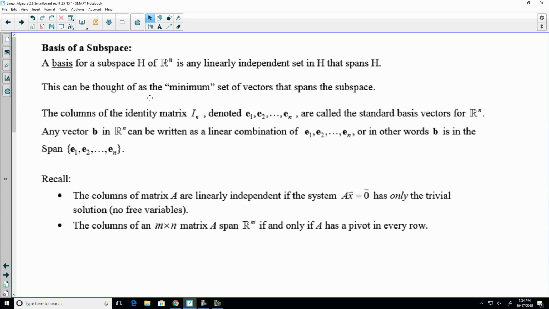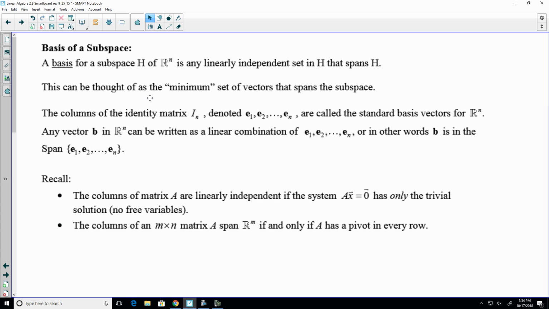So the next one's called basis of a subspace. A basis for a subspace H of Rn is any linearly independent set in H that spans H. So you've got a subspace H. If you have a linearly independent set of vectors that span H, then that set of vectors is called a basis.